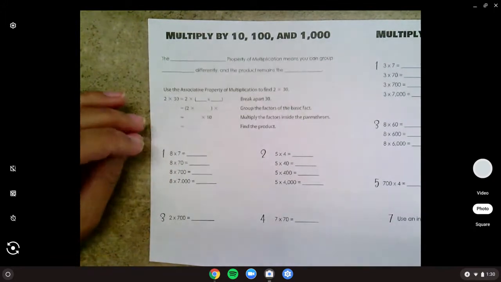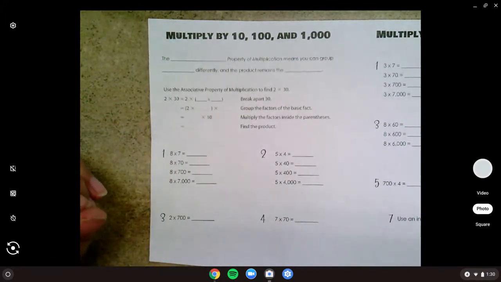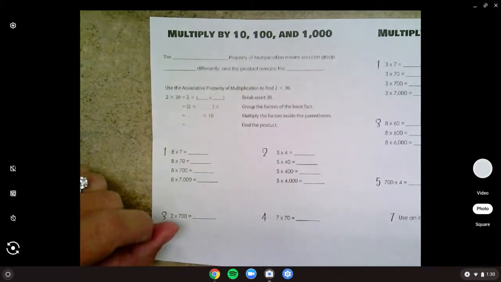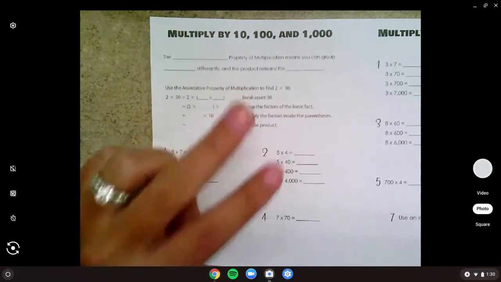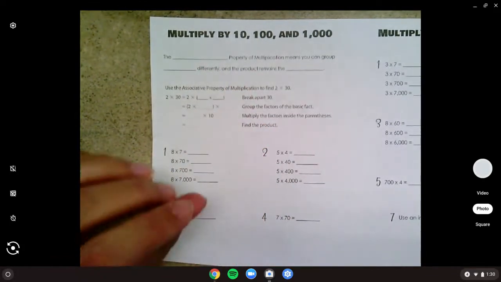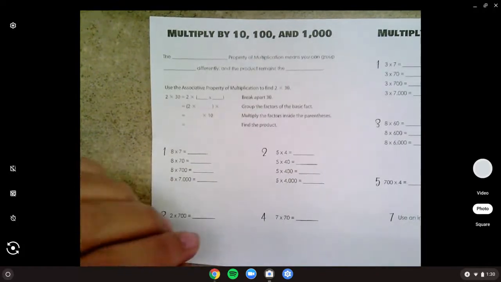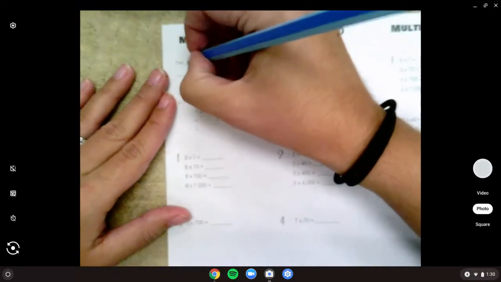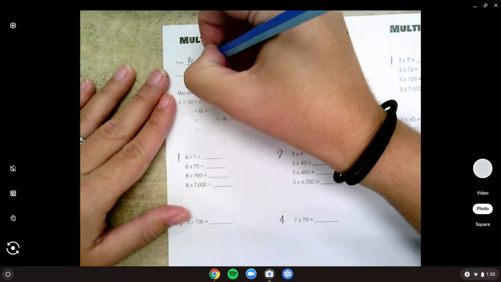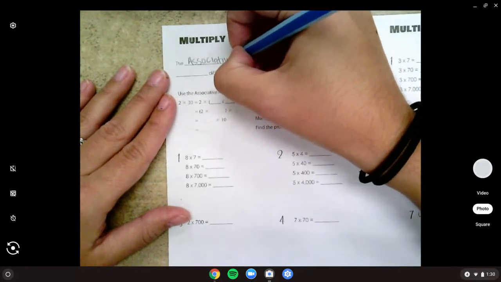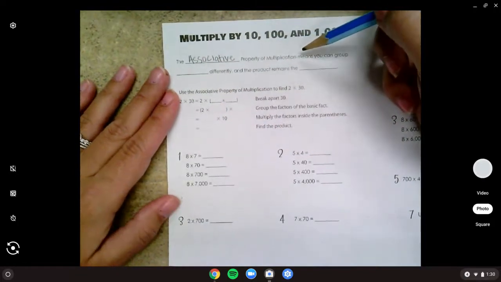Let's start by reviewing what we know about the different properties of addition. So we remember that there's three different kinds of properties. We had the commutative, the associative, and the identity property. We're going to use the associative property in multiplication today. So the first thing we're going to do is talk about the associative. We're going to write that on that first blank. The associative property of multiplication.